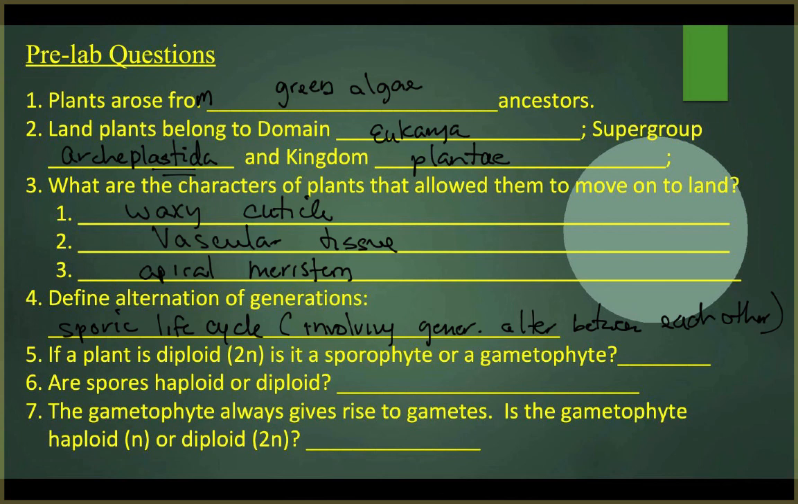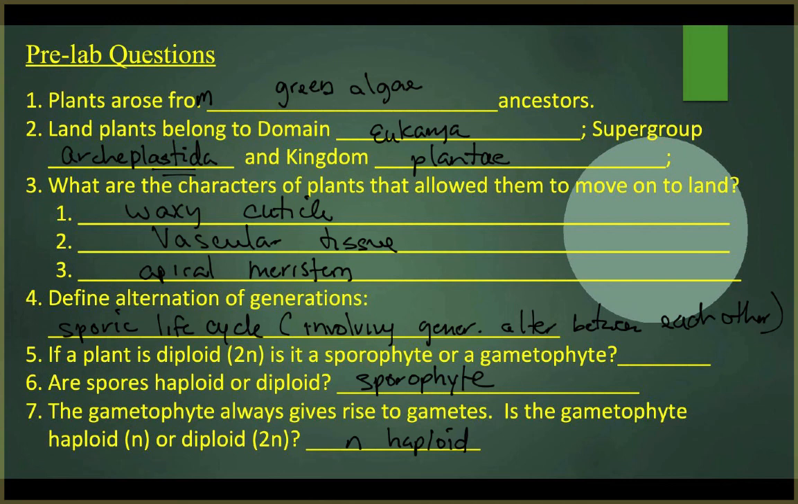If a plant is diploid, which is 2N, is it a sporophyte or is it a gametophyte? And if it is 2N, then we know it is a sporophyte. Are spores haploid or diploid? And hopefully you remember that.